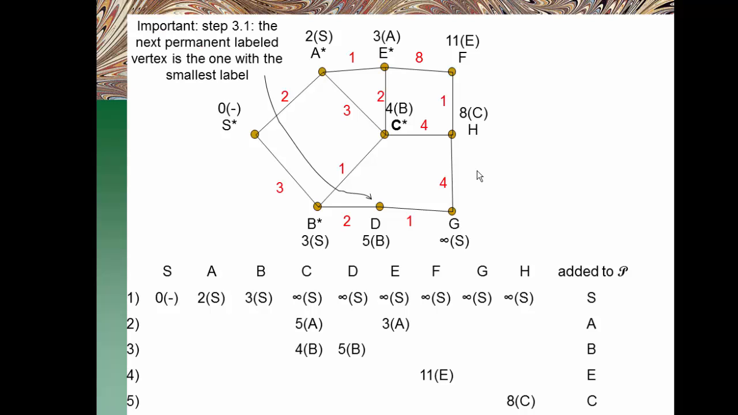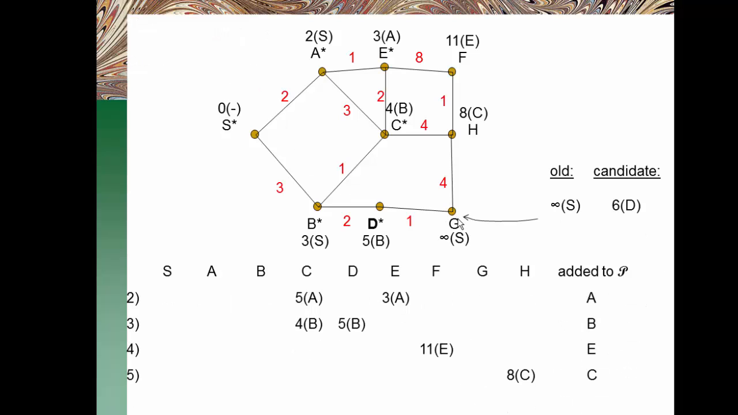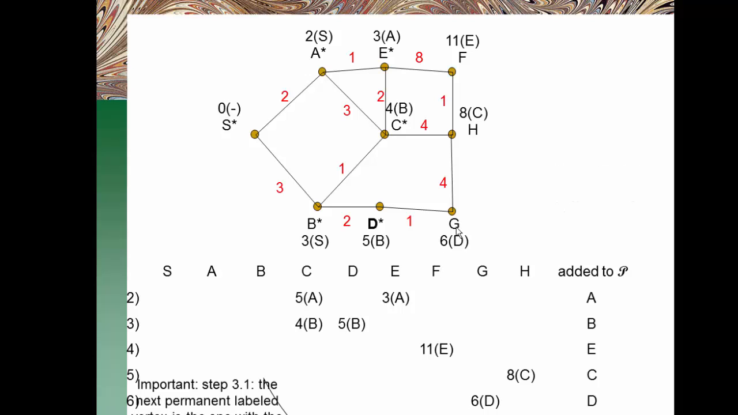Now we choose the vertex with the smallest label, that's 5, and that's for vertex D. At vertex D, we find adjacent vertex G. We're going to replace the label of G with 6D. Again, that's because it's 5 plus 1. 6 is better than infinity. D is added to the list of permanent label vertices.